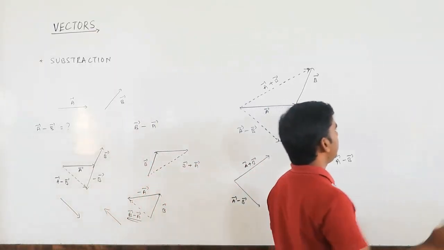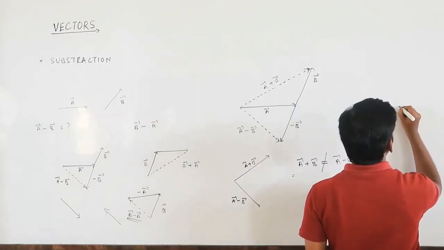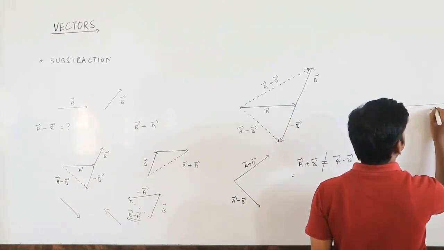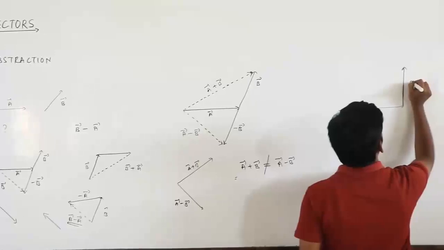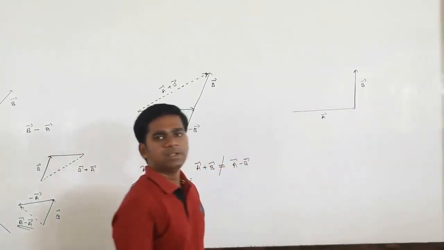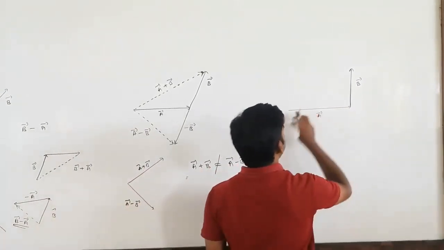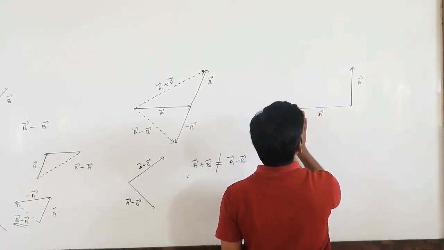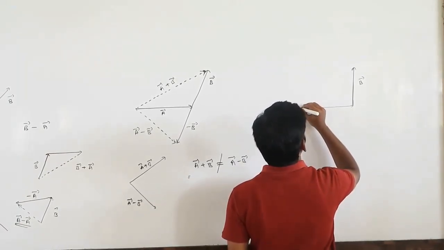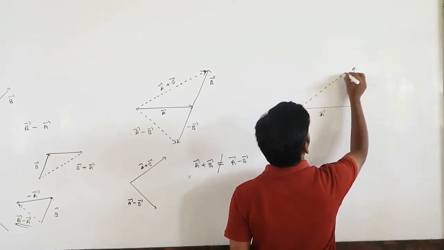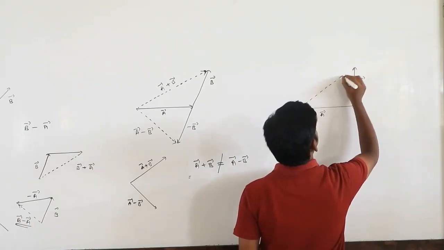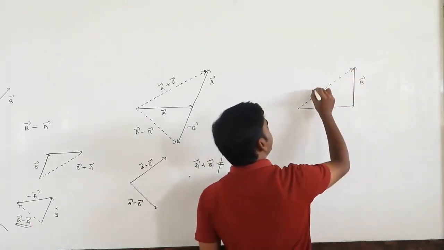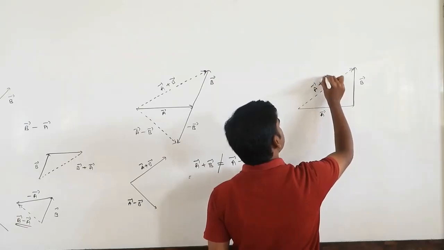Now I will take one more example. You will be surprised. I will take this as vector a, and at right angle I will take vector b. So what will be a plus b? A plus b will be here. So this is vector a plus vector b.